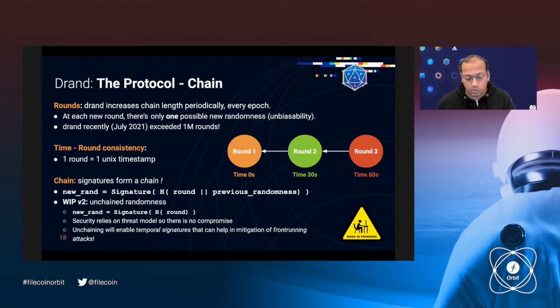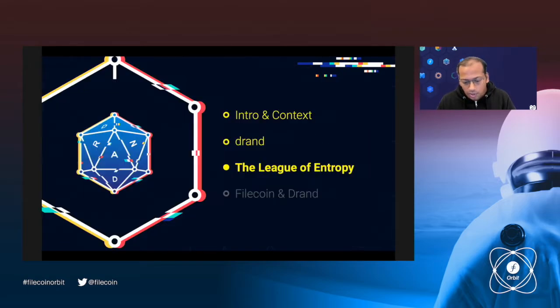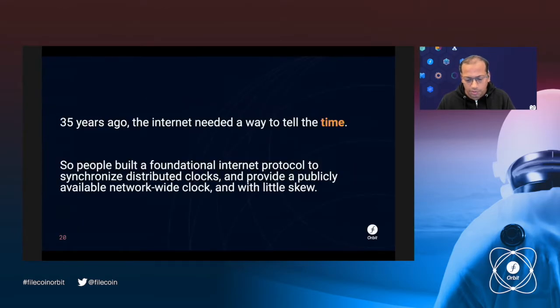This will help us create temporal signatures, or what we in other circles call time lock encryption. This can enable us to mitigate front-running attacks and MEV and those things. So stay tuned. With this, I want to jump into the League of Entropy and discuss why this came through.